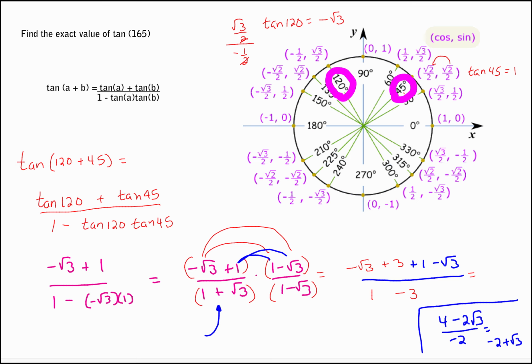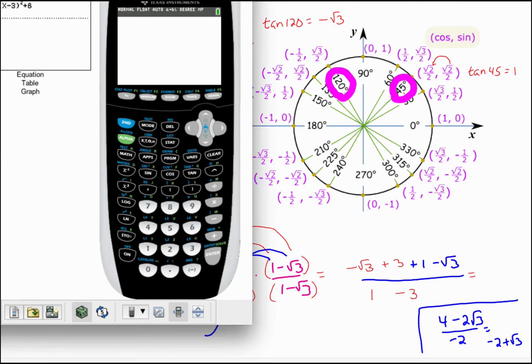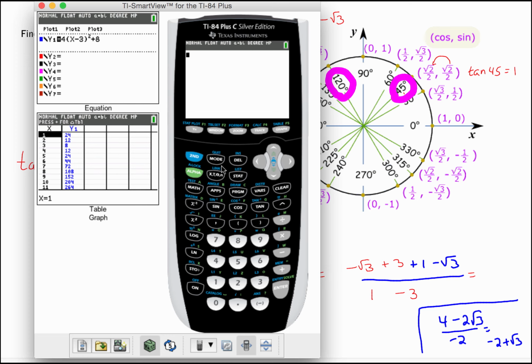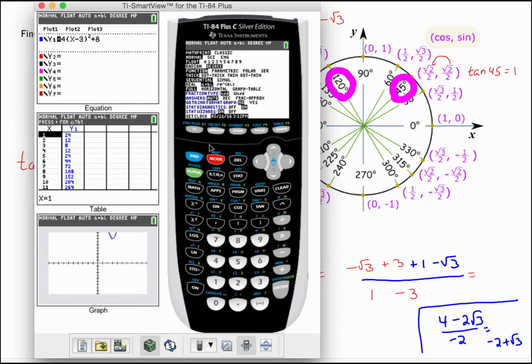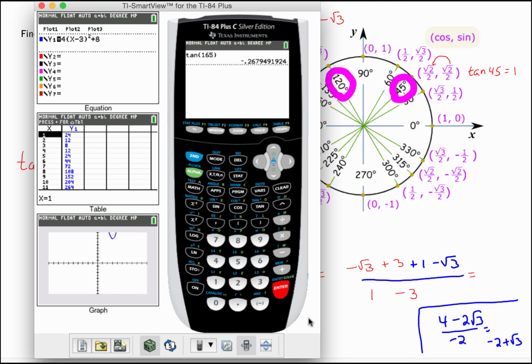Now, just to show you, I'm going to take out the calculator. And let's see, my mode is in degree, good. I'm going to take the tangent of 165, and this will give me a decimal approximation. But look what negative 2 plus radical 3 is. The same answer.